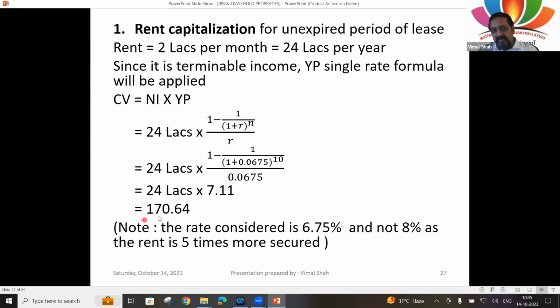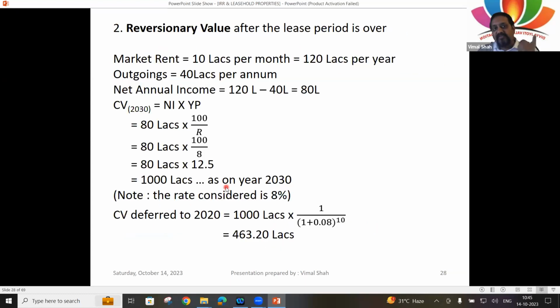So I am getting the CV value as 170.64 lakhs. That is his first interest in the property, the rental value for 10 years. Then after 10 years, he will get back the entire property. So there will be the reversionary value of the property.